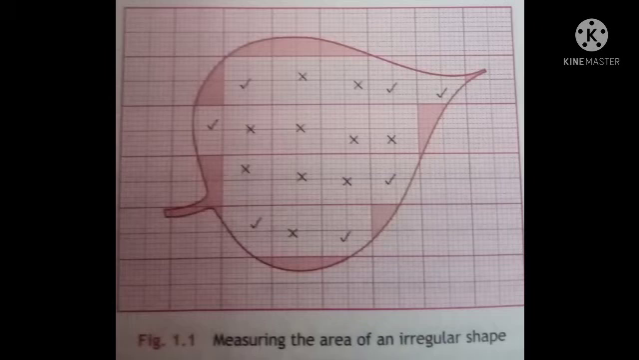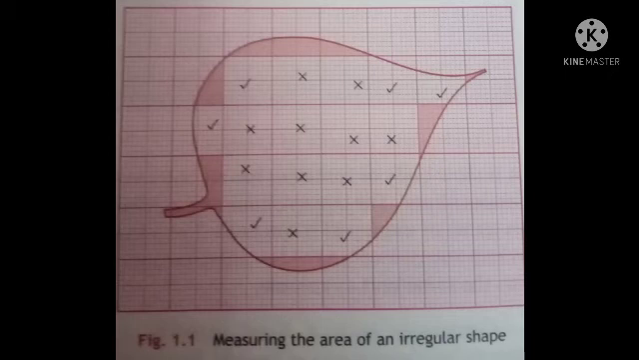Now let us see one small activity to measure the area of an irregular shape. Place a piece of paper or a leaf on a graph paper and draw its outline. Draw the outline of the leaf using the pencil. Now we have to find out the area which is enclosed by the outline. So we have to count the number of square boxes which are present inside the outline of the leaf. Count here children, how many square boxes are there?